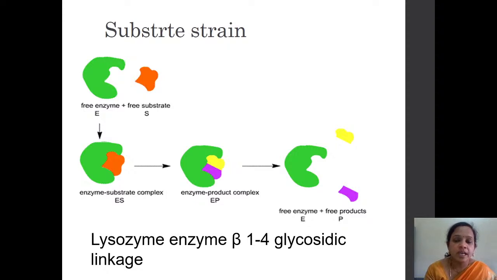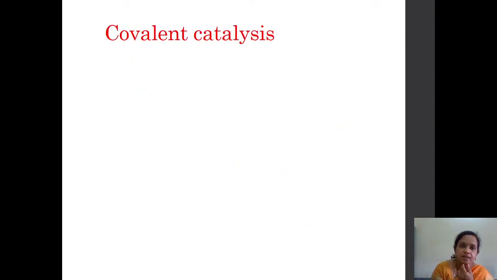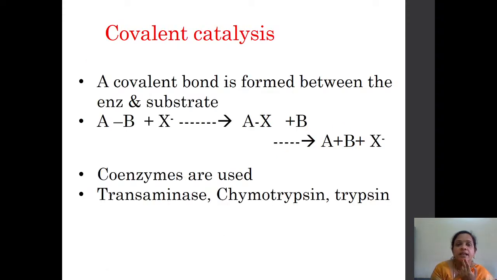The lysosomal enzymes which break beta 1-4 glycosidic linkages use this. We have seen in the functions of lysosomes that lysosomes are very important. They act as scavengers in the body. Glycosidic linkage means the bond between two glucose moieties, the bond between two carbohydrate moieties, and it is broken down by this substrate strain catalysis method.